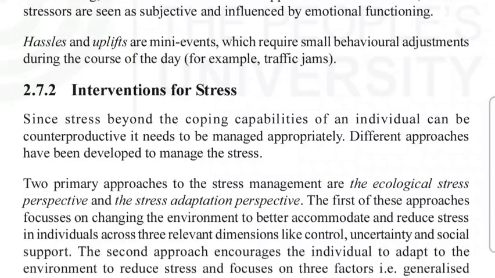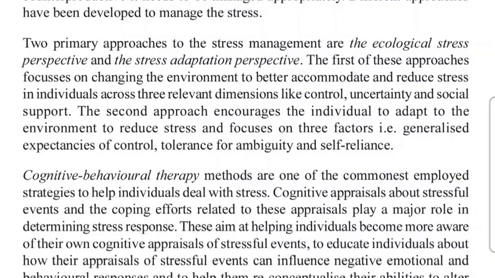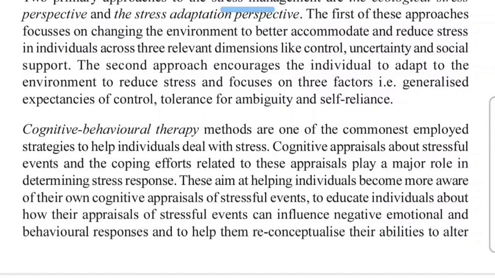2.7.2 Interventions for stress. Since stress beyond an individual's coping capabilities can be counterproductive, it needs to be managed appropriately. Different approaches have been developed to manage stress. Two primary approaches to stress management are the ecological stress perspective and the stress adaptation perspective. The first of these approaches focuses on changing the environment to better accommodate and reduce stress in individuals across three relevant dimensions: control, uncertainty, and social support. The second approach encourages the individual to adapt to the environment to reduce stress and focuses on three factors: generalized expectancies of control, tolerance for ambiguity, and self-reliance.